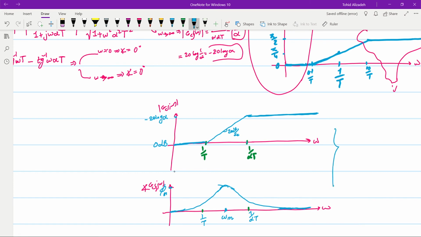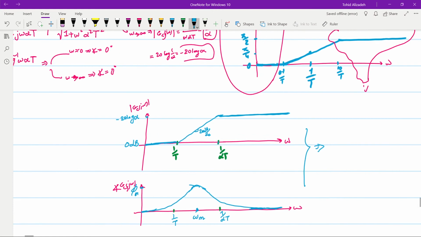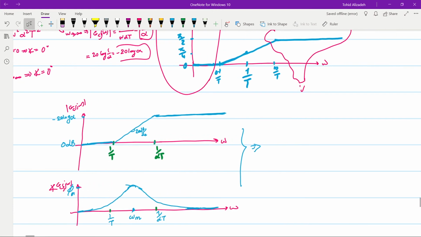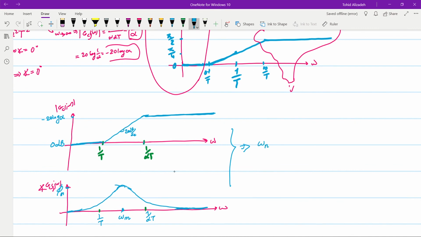which I'm going to write over here. First, for omega m, it will be between 1 over T and 1 over alpha T, and we will have it as 1 over T times the square root of alpha.